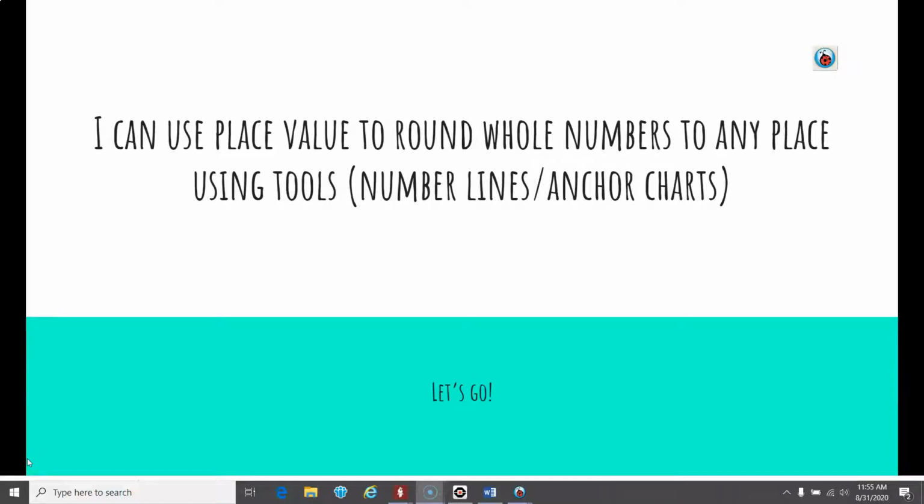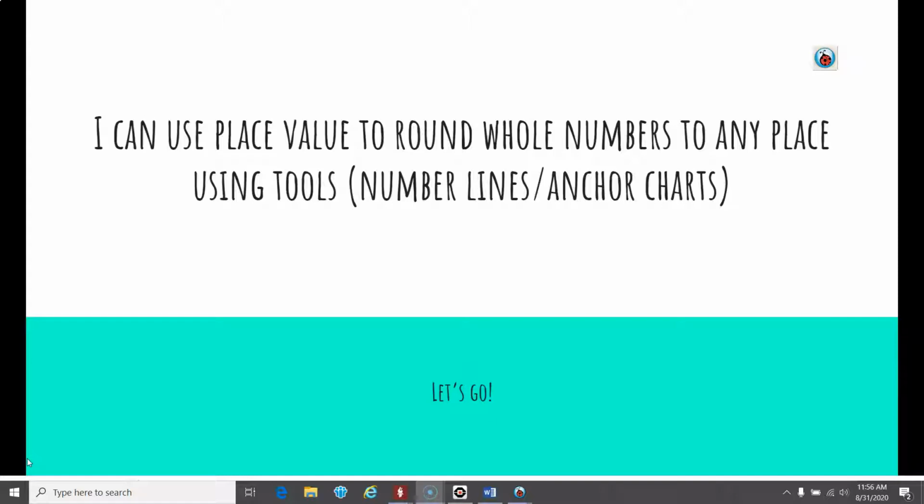Boys and girls, it's Miss Cross here with you for math today, and we are continuing working on our learning target that says I can use place value to round whole numbers to any place using tools like number lines and anchor charts. And we've been working on number lines as tools the last couple of days. Today I'm going to show you an anchor chart that you can use to help you as a different tool.